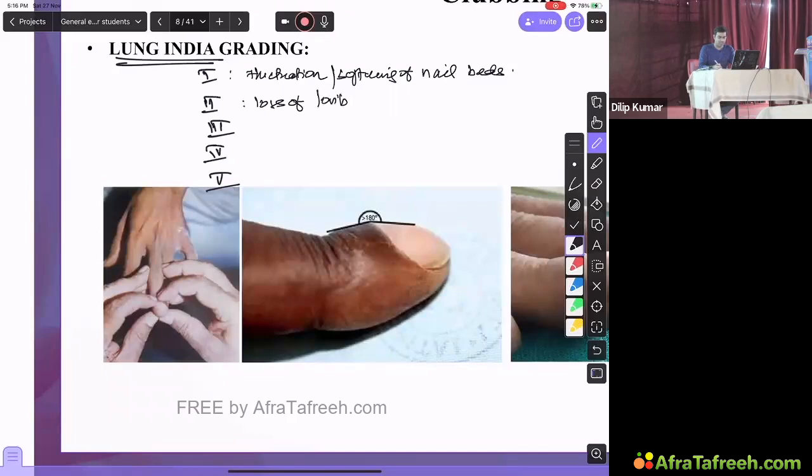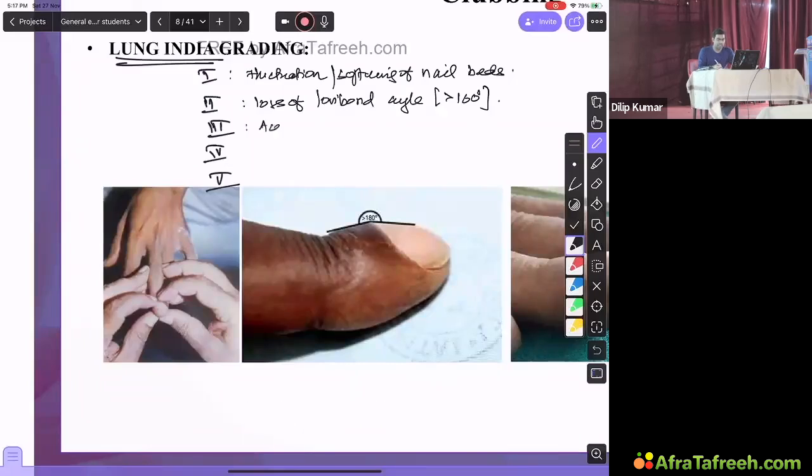Grade 2 is loss of Lovibond angle. What is the normal Lovibond angle? Less than 160 degrees. If it becomes more than 160 degrees, that's called loss of Lovibond angle. Ideally, more than 180 is what we call loss of Lovibond angle, but okay, not a problem. Then grade 3 is accentuated convexity. In simple terms, some people call it parrot beak appearance. The nail will be more convex and look like a parrot beak.